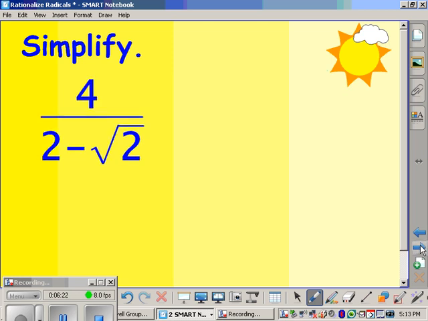Another type of problem you may or may not see would be a problem like this: 4 over 2 minus radical 2. So this time we have in the radical a binomial. We have two terms. This is handled differently.